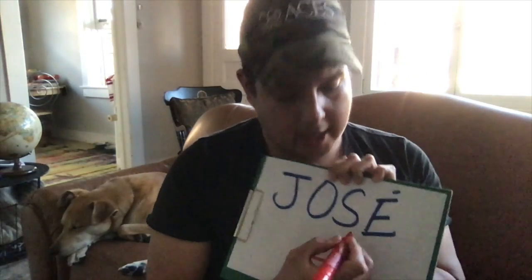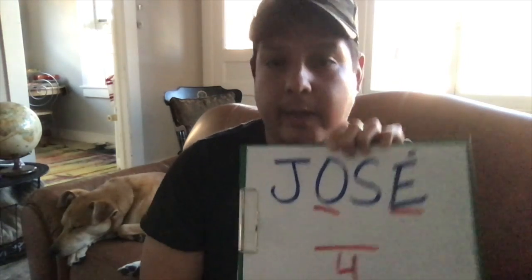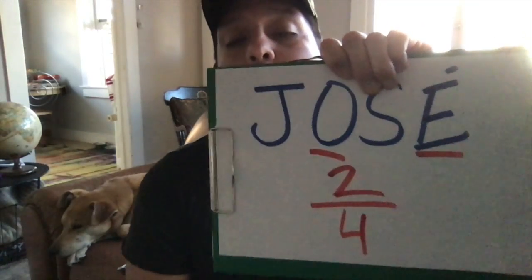Now I had asked you guys to identify how many of those letters in your name were vowels. So for my name, I have 2 vowels, the letter O and the letter E. So the fraction of vowels in my name is 2/4. We know that 2/4 is equal to 1/2. So my name is half vowels.